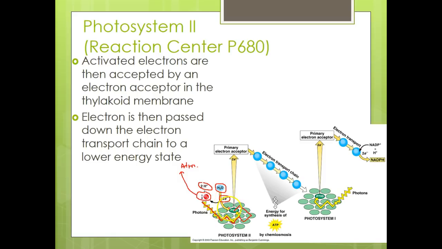P680 is the reaction center, or the primary electron acceptor, within this photosystem II protein complex. All of these lighter green colors would all be chlorophyll B pigments, and this darker green one, which is the primary electron acceptor, would be chlorophyll A.